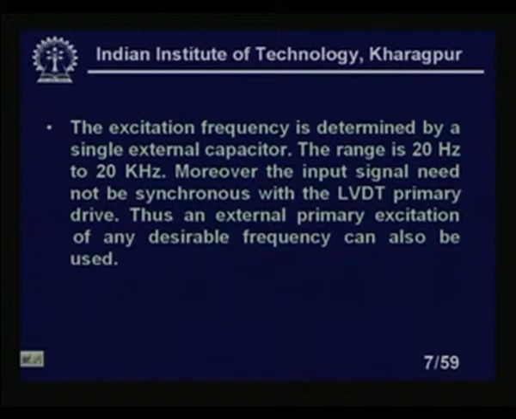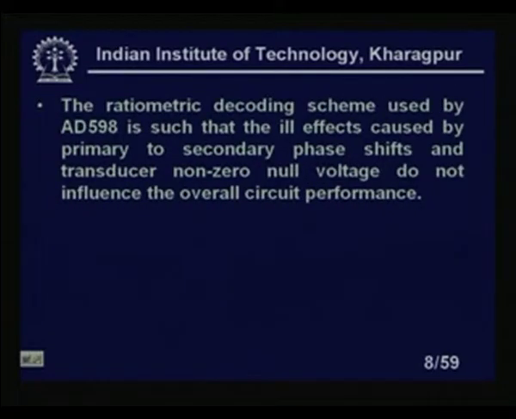This is another most important thing. The ratiometric decoding scheme used by the 8598 is such that the ill effects caused by the primary to secondary phase shift that I told you about will be eliminated, and the transducer's non-zero null voltage does not influence overall circuit performance. So, it will be independent of the non-zero null voltage, which is obvious in all LVDTs, because you cannot make two LVDT secondaries exactly the same. Little dissimilarities of the two secondaries will give us a non-zero null voltage, which can be measured very easily in an LVDT used without any signal conditioning circuitry.